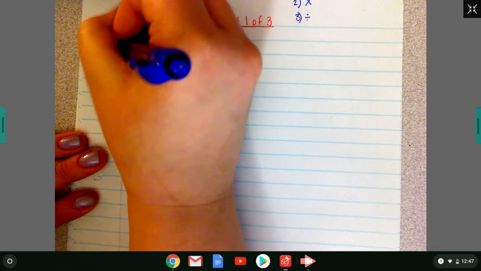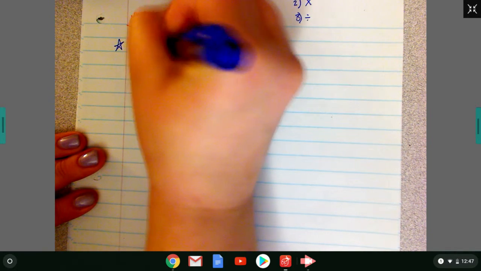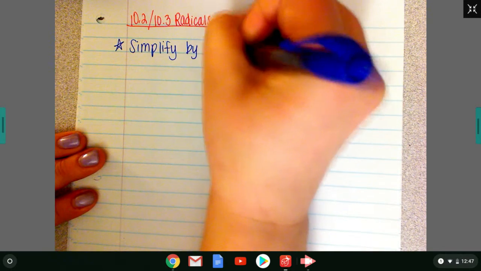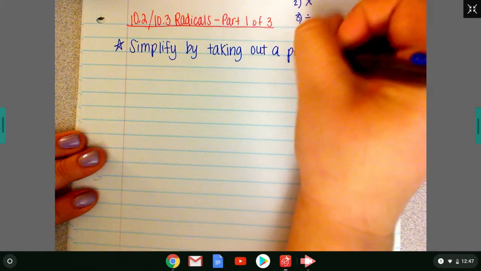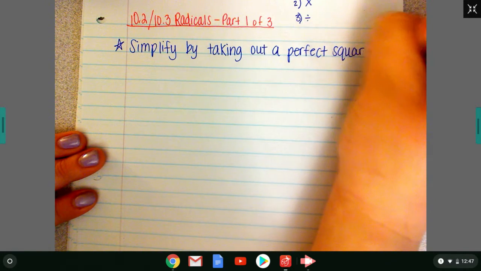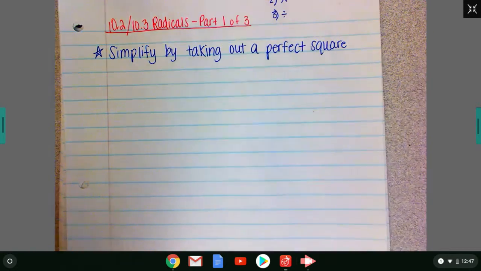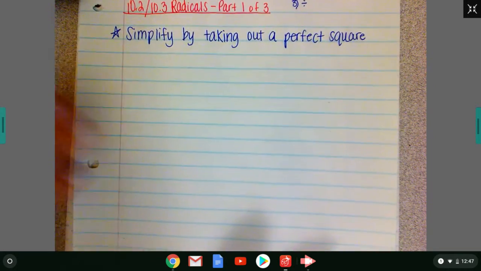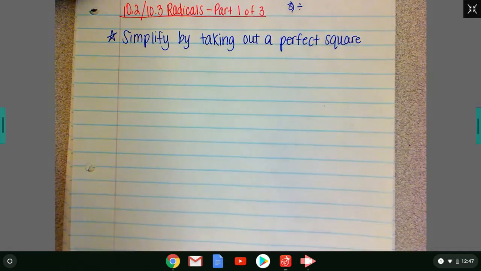So let's simplify by taking out a perfect square. Before we continue, we should make note of what all the perfect squares are. Perfect squares are those that when square rooted work out perfectly. So what we really want to do is think about our multiplication table and everything that's on the diagonal.